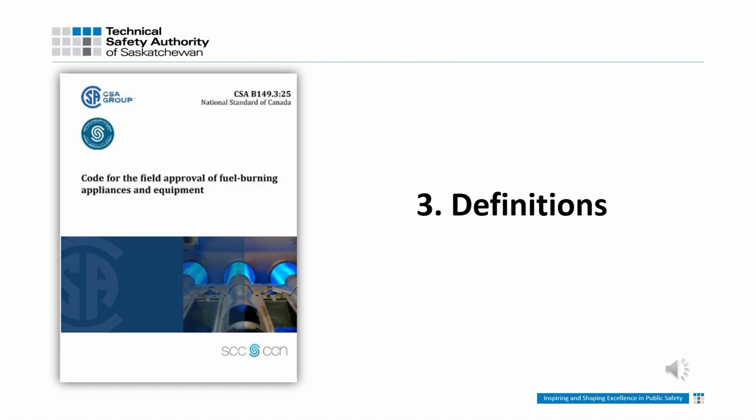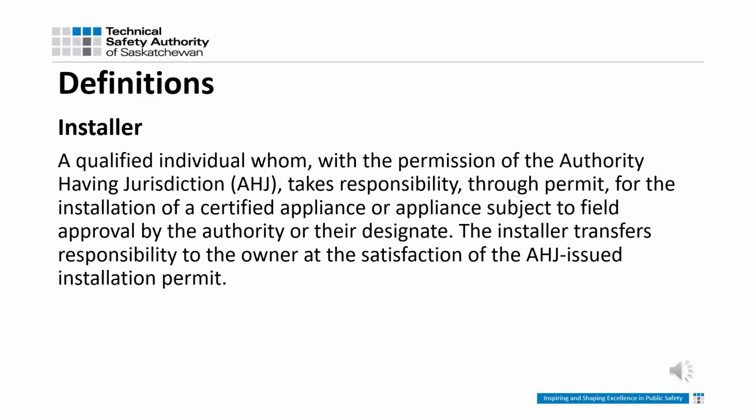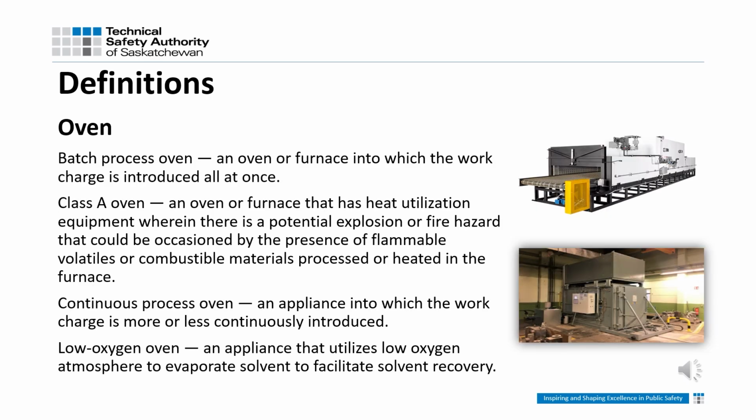Section 3, Definitions. Fume incinerator is defined in the 2025 code, and most of these definitions come from or are supported by the NFPA 86. Installer would mean a licensed gas contractor in the province of Saskatchewan. The definition of oven and the sub-definitions come from NFPA 86.